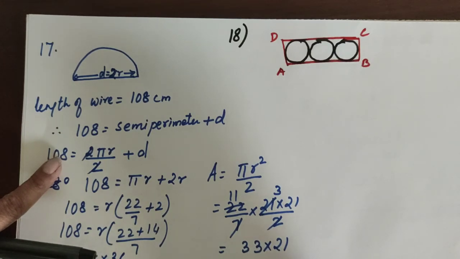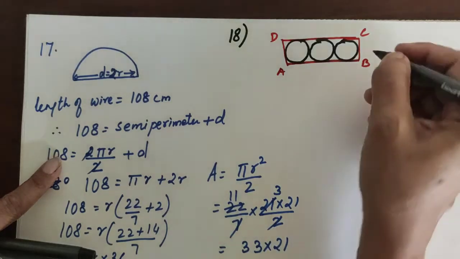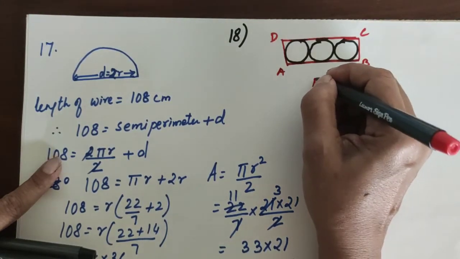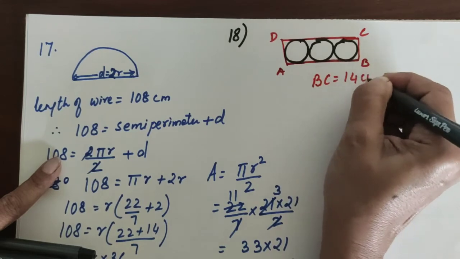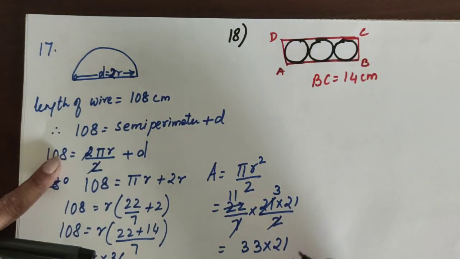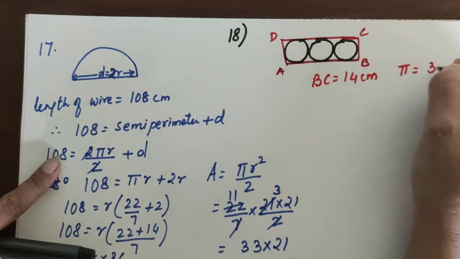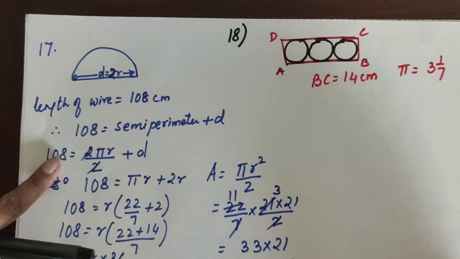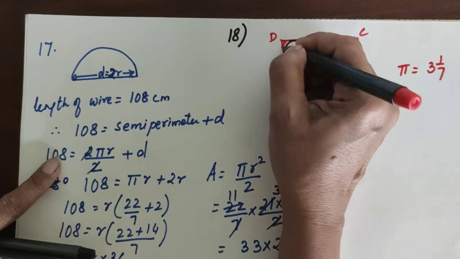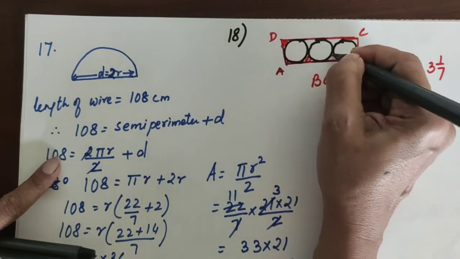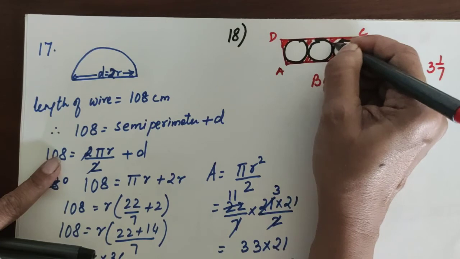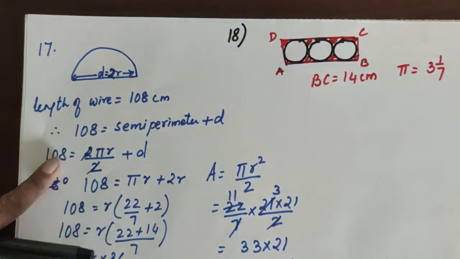BC is given as 14 centimeter. So BC is equal to 14 centimeter they have given, and they have given you take the value of pi as 3 1/7, which is nothing but 22 by 7. Now there are 3 circles in the following figure. Find the area of the shaded portion. Area of the shaded portion is this outside area which is there when the circle has been taken. This is the area of the shaded portion.